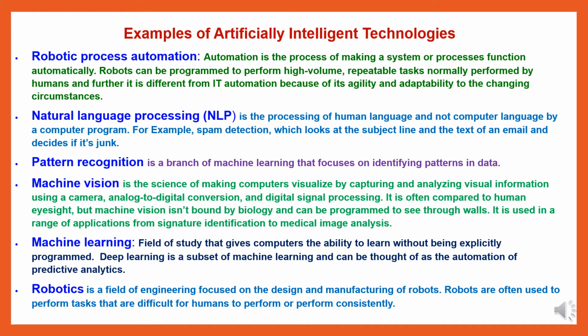Fifth is machine learning, a field of study that gives computers the ability to learn without being explicitly programmed. Deep learning is a subset of machine learning and can be thought of as the automation of predictive analytics. And sixth, robotics. This is a field of engineering focused on the design and manufacturing of robots. Robots are often used to perform tasks that are difficult for humans to perform or perform consistently.